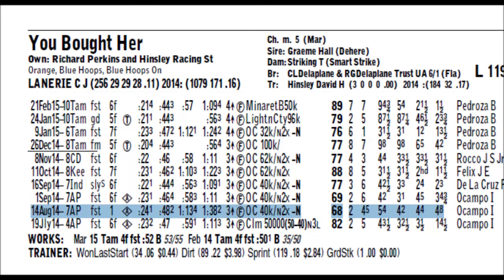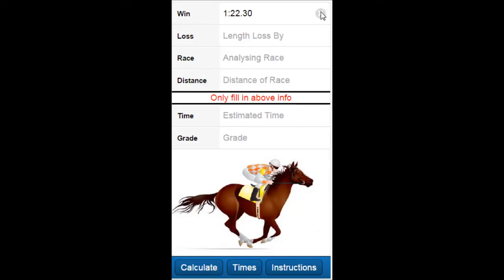And the last one, we'll see that you can use even mile distances. This time isn't very good, but I'm just using it for demo purposes. 138.20. It's 8 furlongs, the distance is 7, and he lost by 8.